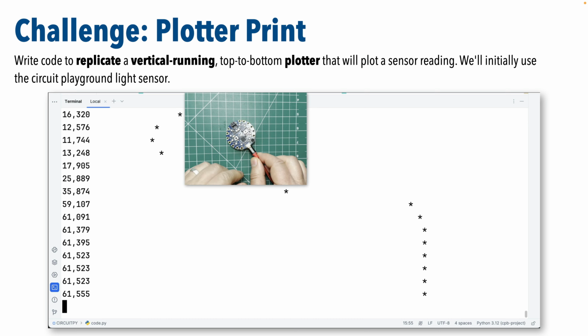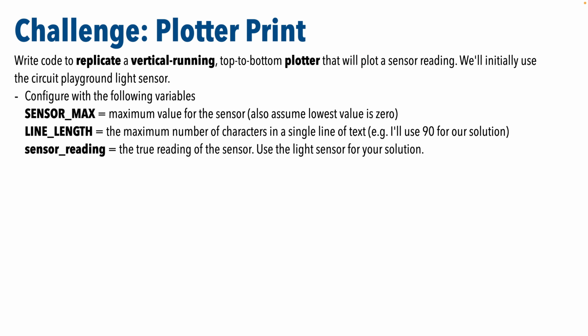Now, I'll mention how to set this up. Configure your build with the following variables so we can best compare results. So sensor_max should be the maximum value for the sensor. That's 65,535 for the light sensor, and I want you to use your light sensor for this build. You can also assume that the lowest value is 0. If not, you'd have to adjust your math for the new lowest value. Now line_length should be the maximum number of characters in your output. Again, this varies according to font size, but I'm going to use 90 for my solution. And then sensor_reading is the variable that you'll capture from the repeated sensor reading. Again, use the light sensor reading for your solution.